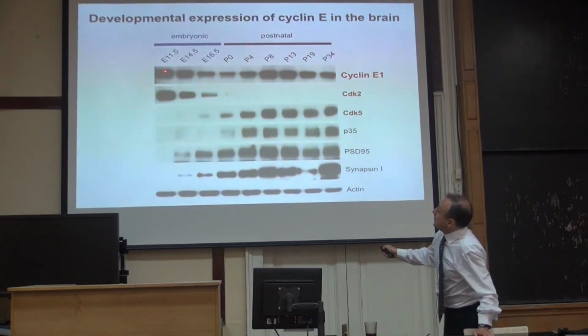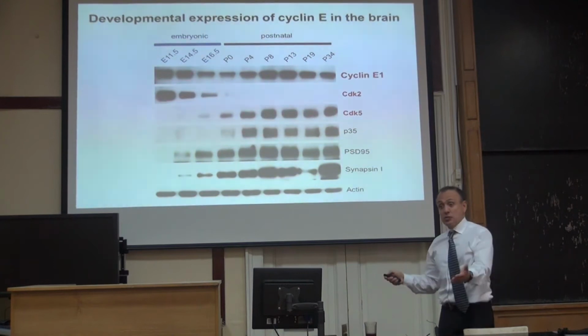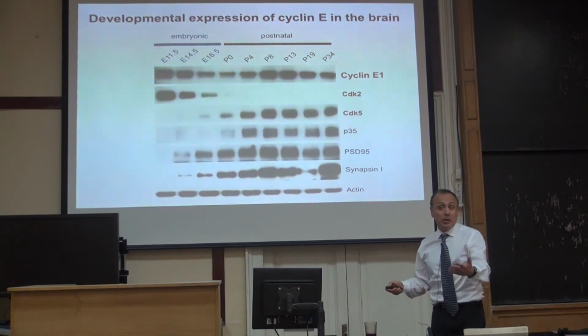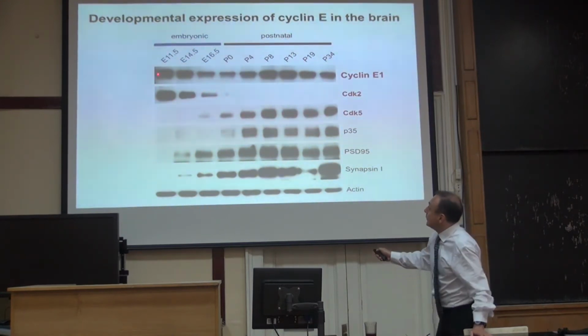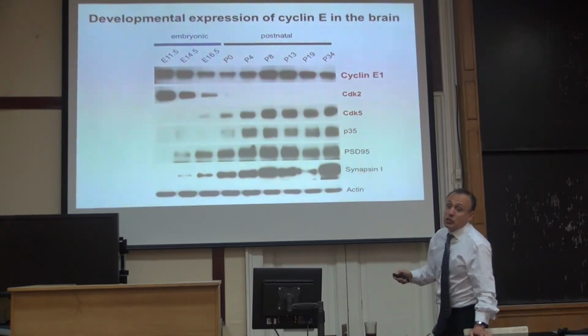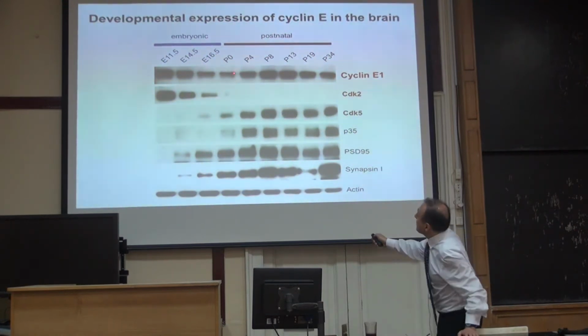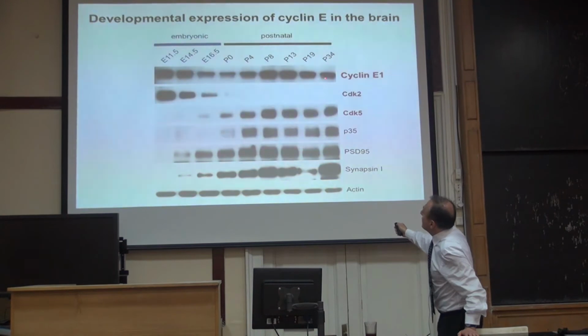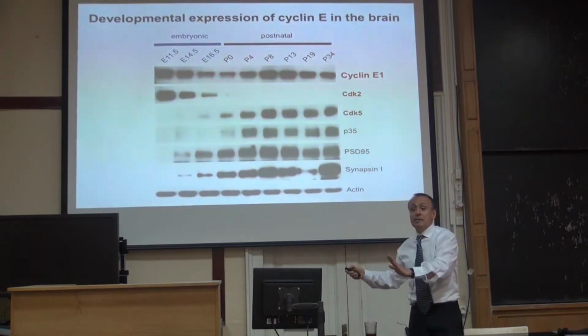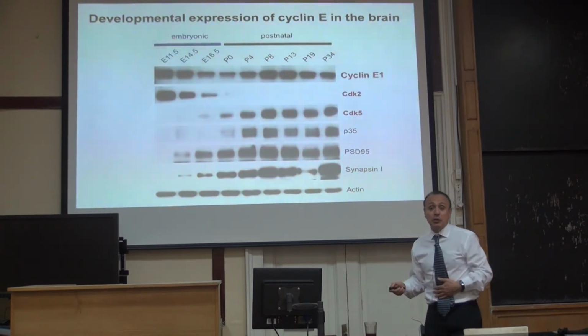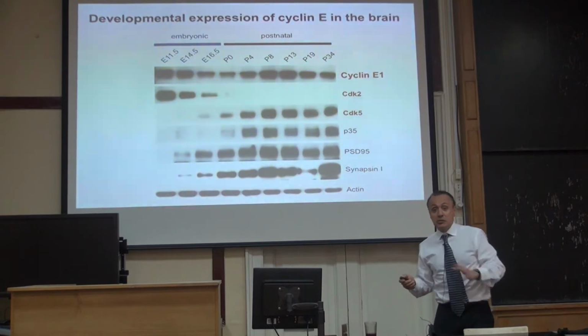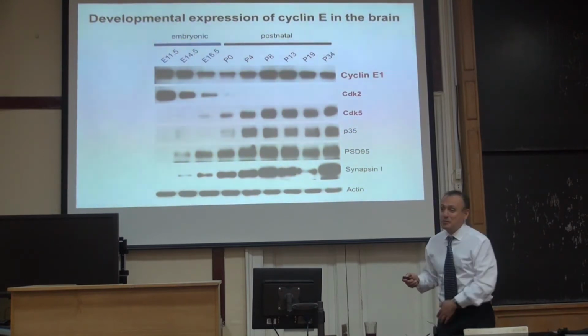The level of cyclin E in developing embryo is very high. That's not surprising. There is rapid proliferation, so you would expect high levels. Then when the mice are born, at P0, the level of cyclin E goes down. Again, no surprise here, right? The cells stop proliferating. But now, look what happens. Now cyclin E becomes induced, and there is no proliferation there. This is where neurons are doing something that has nothing to do with proliferation.